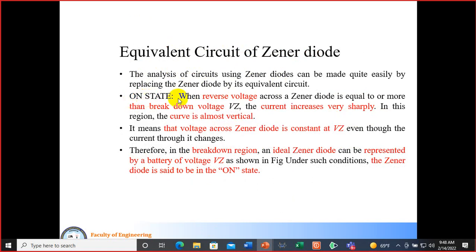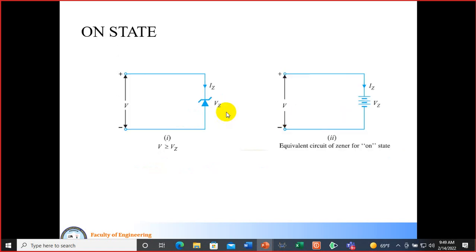During the on state, when the reverse voltage across the zener diode is equal to or more than the breakdown voltage Vz, the current increases very sharply. In this region, the curve is almost vertical. Look at over here.